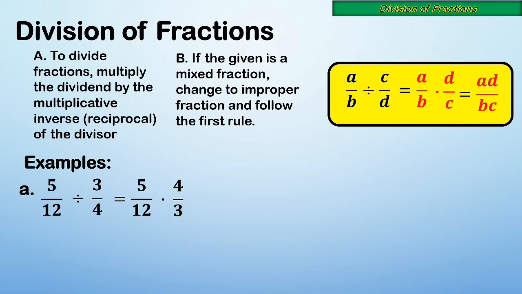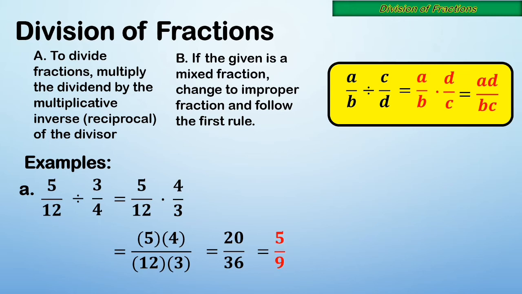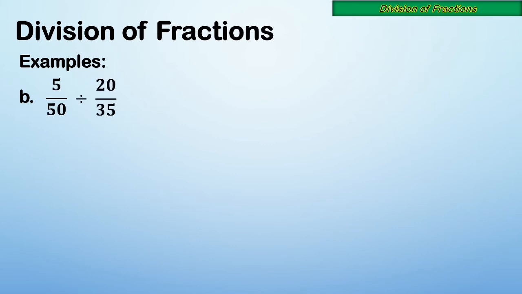Okay, then apply the rules. 5 times 4, then 12 times 3, which is 20 over 36. Then, what is the greatest common factor? The greatest common factor is 4, so it becomes 5 over 9. Okay, second example tayo: 5 over 50 divided by 20 over 35.